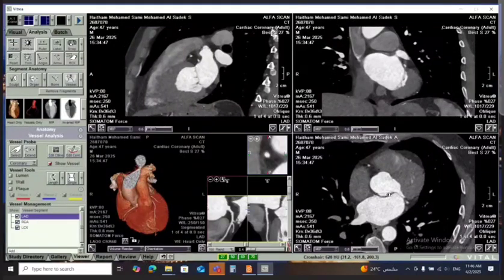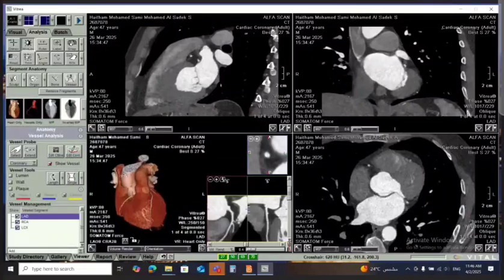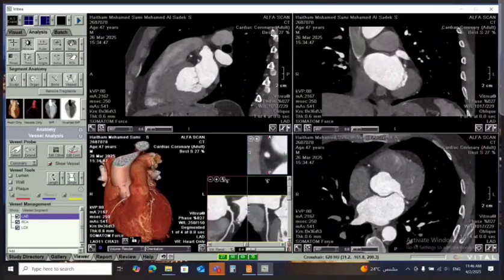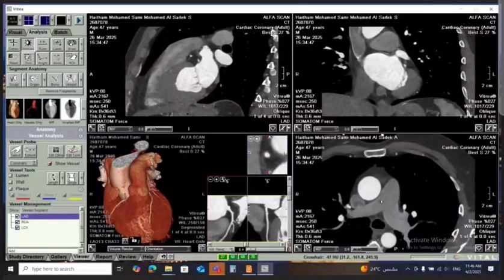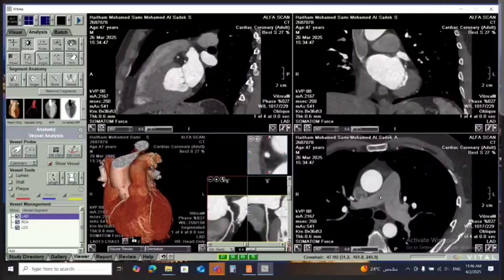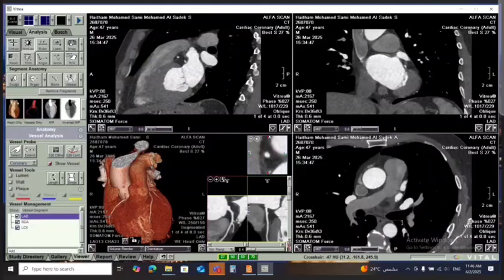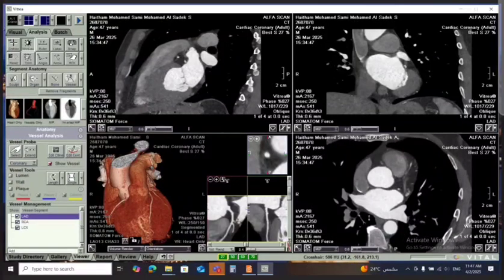Okay. These are the images of CT coronary angiography. The axial image, and this is the coronal image, and this is the sagittal image, and this is the 3D image. At this high level, you know this is the ascending aorta, and this is the descending aorta. This is the main pulmonary artery, and these are the right and left pulmonary branches. This is the superior vena cava with the contrast washed. And here are the pulmonary veins.